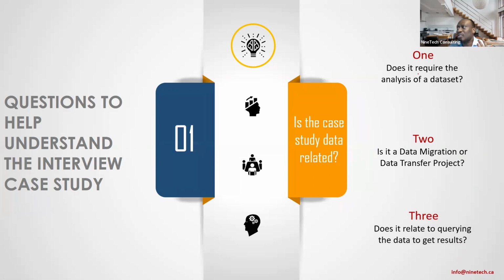Now, if it is related to the analysis of a data set, you need to ask them for a data dictionary. What does that mean? If they give you an Excel sheet with columns and headers on the columns, sometimes you have columns that don't mean anything. So you need to ask for a data dictionary. A data dictionary helps you to define all the columns in the data and the kind of data. So it helps you to understand the data better.